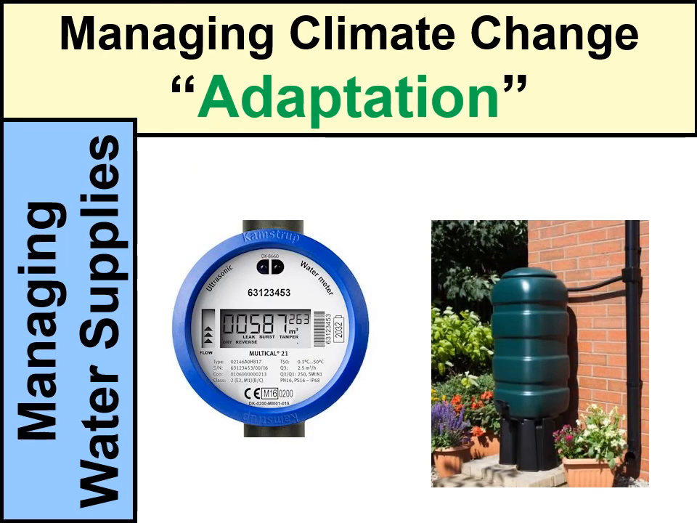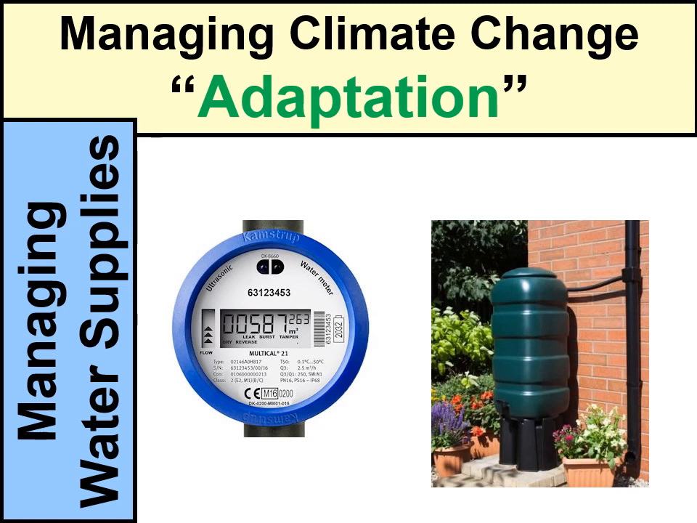It's accepted that there's going to be changes to water supply in the future, and even if the water supply amount over the course of a year remains the same, it may fluctuate at greater intervals throughout the year. So sometimes there might be more water than usual, and other times there might be less water than usual. One of the ways to adapt to changing water supplies is to install water meters.